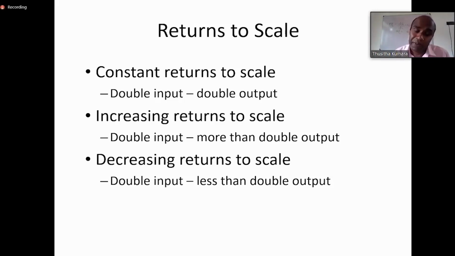On the other hand, decreasing returns to scale tells us that when we double our input, our output will be increased not by 100%, but less than that. If we increase our input by 10%, our output will be increased by less than 10%. So output will always increase less than the increase in input. So we have these three types: constant returns to scale, increasing returns to scale, and decreasing returns to scale.